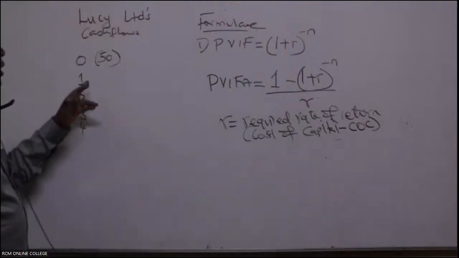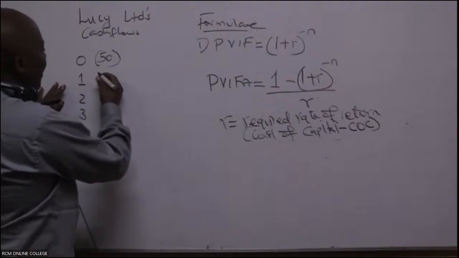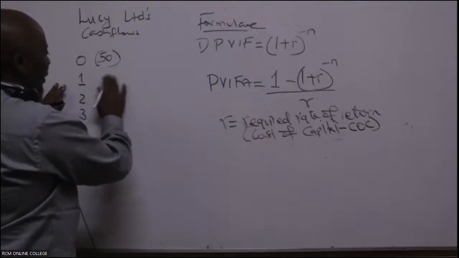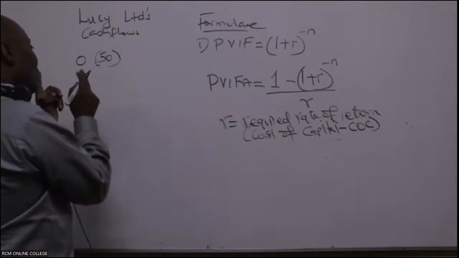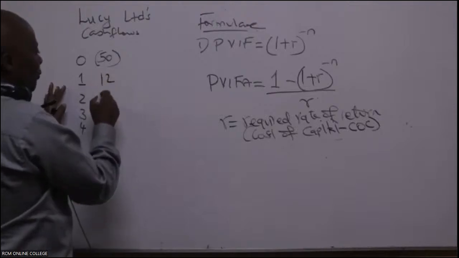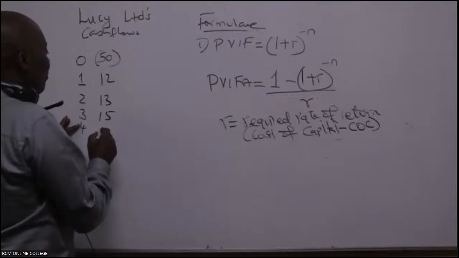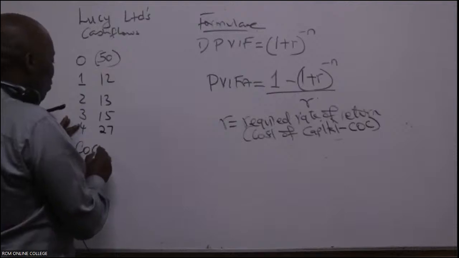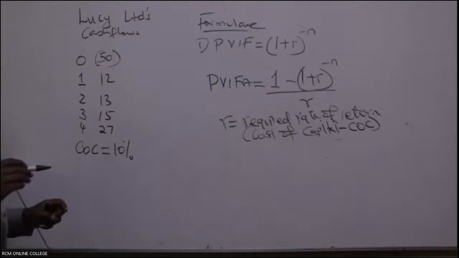So we have 50. This 50 is a cash outflow. And then in year 1, we have 40. If you invest 50 and you're getting 40 immediately, that means you're selling haram products, like a bank. Here she gets 12, here she gets 13, here she gets 15, and here she gets 27. And then we are given the COC, the cost of capital, which is 10%.